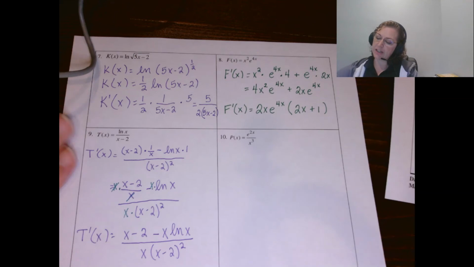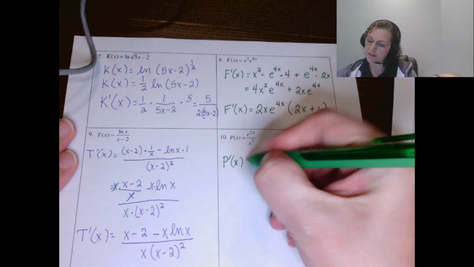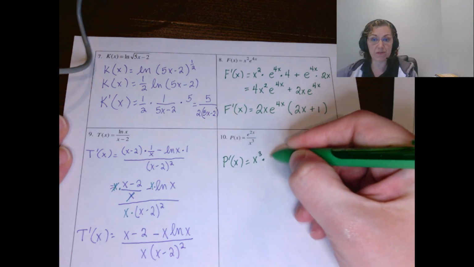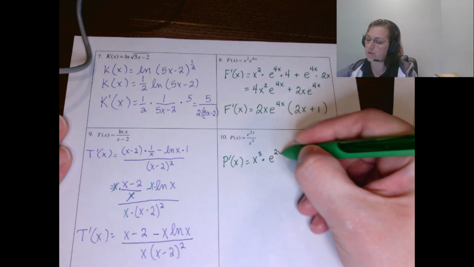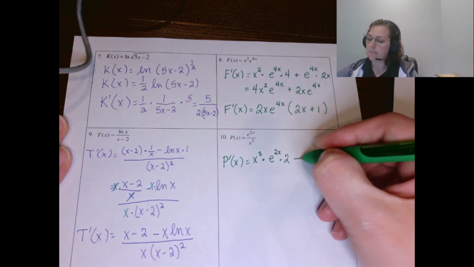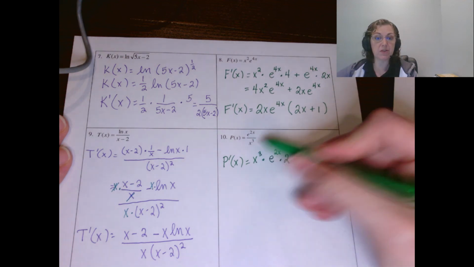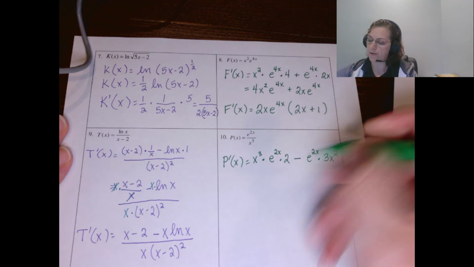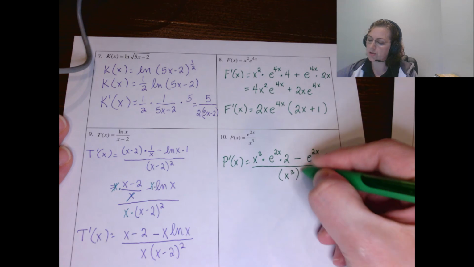Okay, look at number 10. Again, I've got a quotient rule going on. So I'm doing the denominator times the derivative of the numerator. So the derivative there would be e to the 2x times 2, minus the top times the derivative of the bottom. So the derivative of x cubed would be 3x squared, all over x cubed squared.